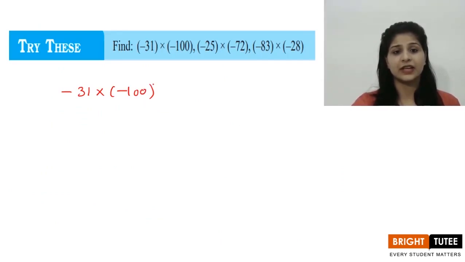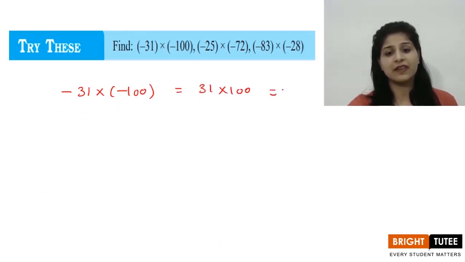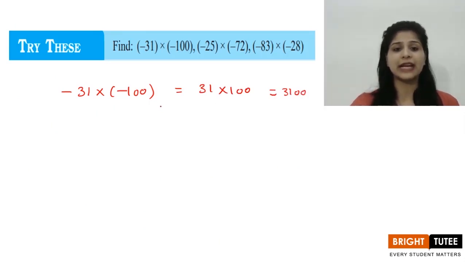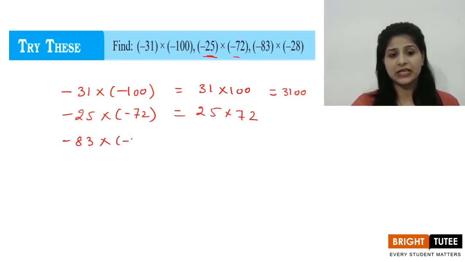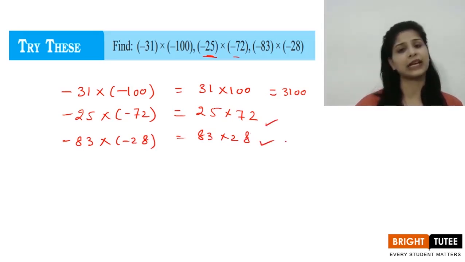So what will we do? We will just multiply 31 and 100 and we will get 3100. Both are negative. Now minus 25 and minus 72, so we'll just multiply 25 and 72. Similarly, for minus 83 and minus 28 we get 83 into 28. So you just have to multiply these and you will get your answers.